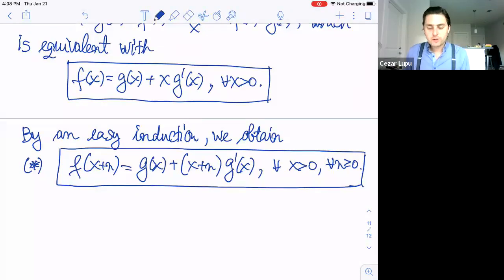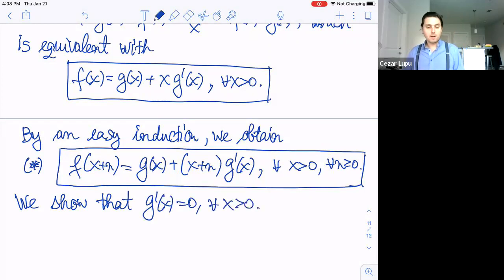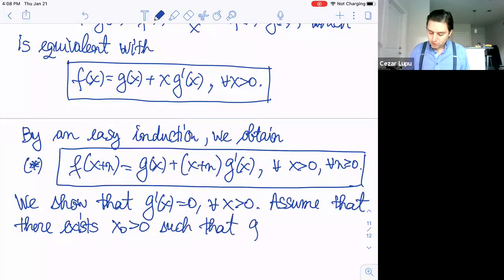And now what we're going to do is to prove that the derivative of g is 0. So we show that g prime of x is 0 for all x. All right. Assume that it is not. So assume that there exists x naught positive such that g prime of x naught is not 0, right? And we'd like to obtain a contradiction.